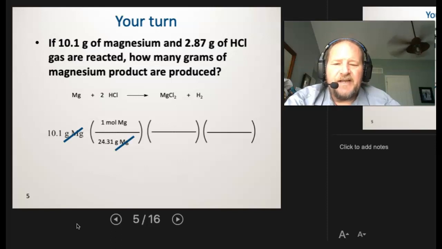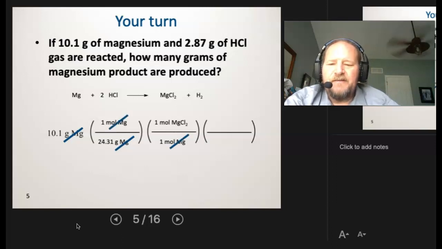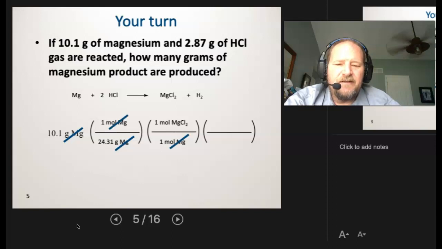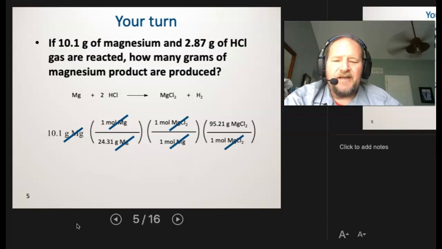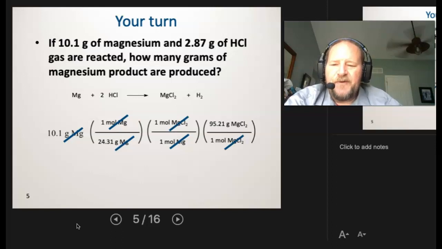Magnesium grams will cancel out. Then I'm going to use my balanced chemical equation to balance moles of A to moles of B. Moles of magnesium will cancel out. And then last but not least, I'll turn that into mass of product. And my moles of magnesium chloride will cancel out. So based on the 10.1 grams of magnesium, we're going to make 39.6 grams of magnesium chloride.